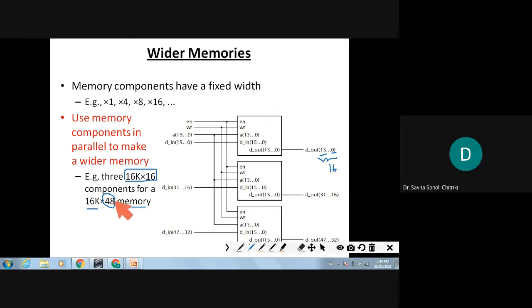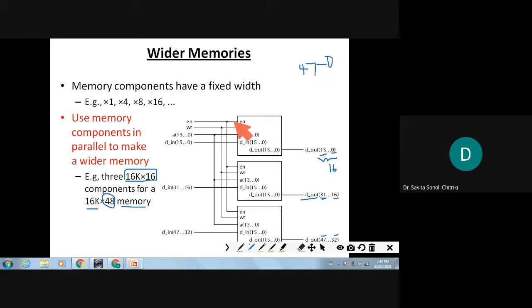Next, 48 I want, so the next 32 bits. What will be there? Up to 15 is here, then the next 16 to 31 D out, then the next 32 to 47. So the total length is from 0 to 47. So I can increase the width of the memory.